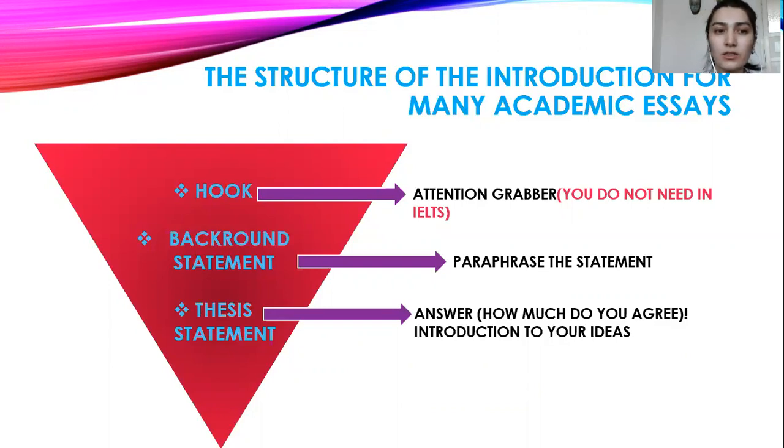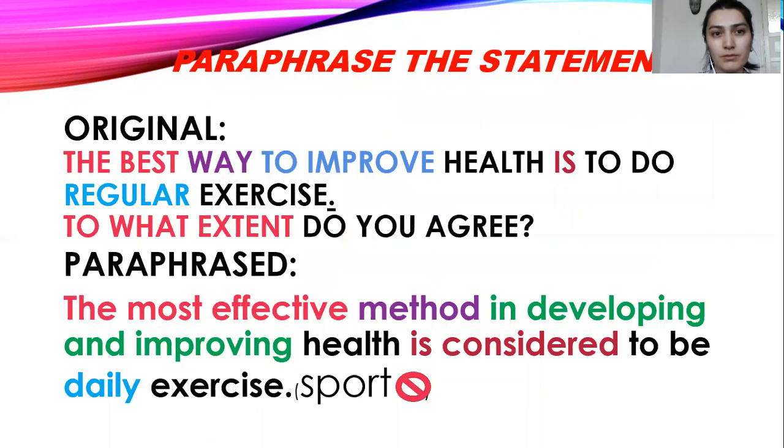Now let's start from the background statement. So how can we paraphrase this statement? As you know, we have different methods of paraphrasing: by synonyms, and by using different kinds of grammatical structures. For example, the original statement says, the best way to improve health is to do regular exercise. To what extent do you agree?